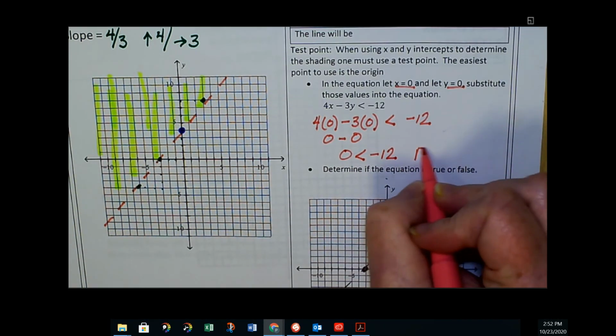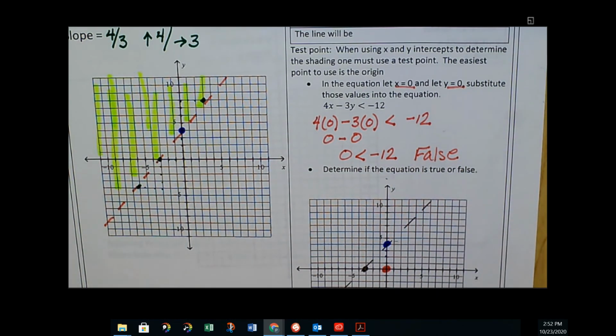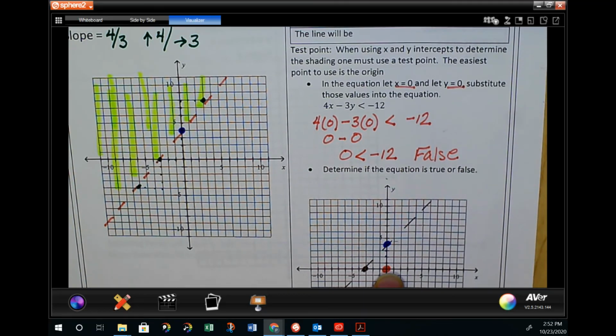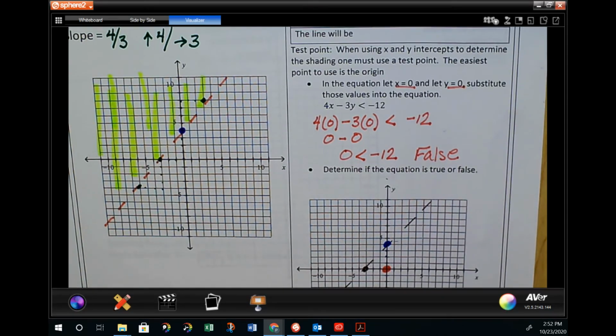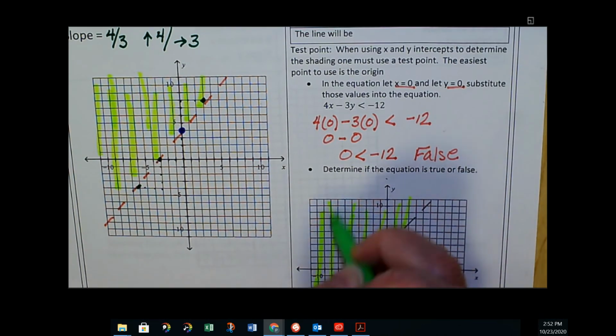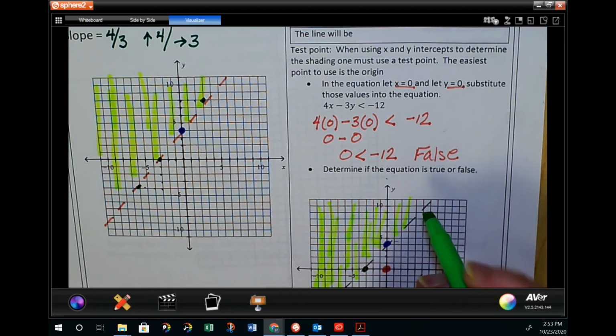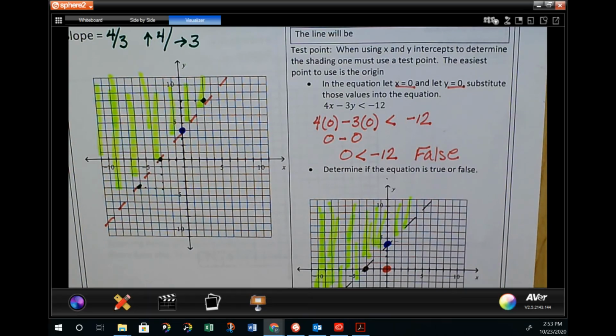And this is false. So because this is false, you now are going to shade above. If it was true, you would shade where that point is. But that is a false statement. 0 does not satisfy because 0 is not less than negative 12. It's greater than. So now we're going to shade above. So that's the trick. Honestly, guys, if I were you, I would convert to y equals mx plus b. I would not do it this way, but I did show you how to do it if you want to.